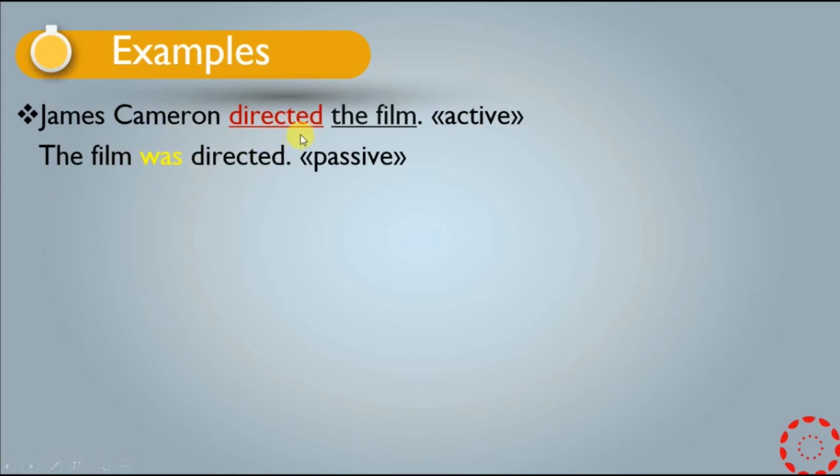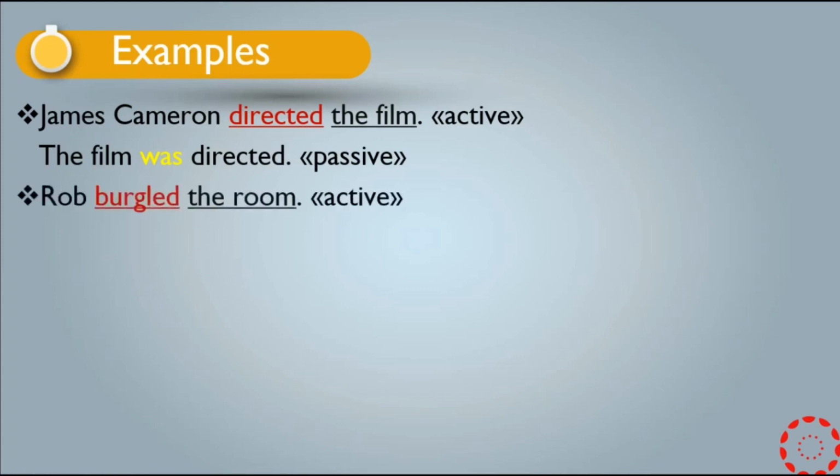With regular verbs, the past form and the past participle form are always the same, which is directed. And this sentence is passive. So: the film was directed. We don't know who directed the film. That is why we call this sentence passive, because we don't know who the doer of the action is; the doer of the action is unknown.